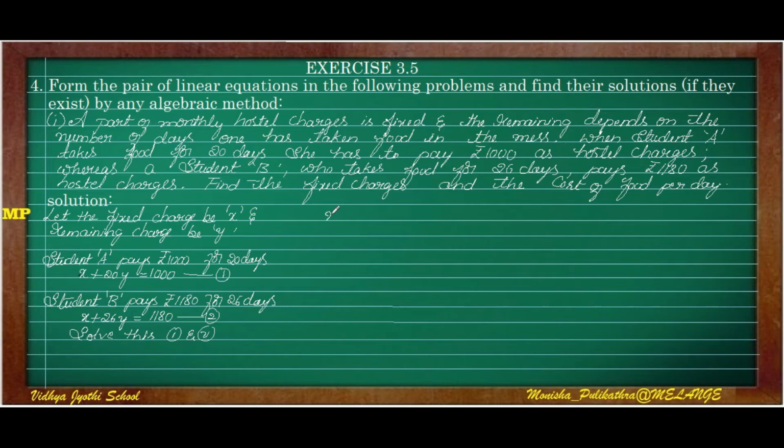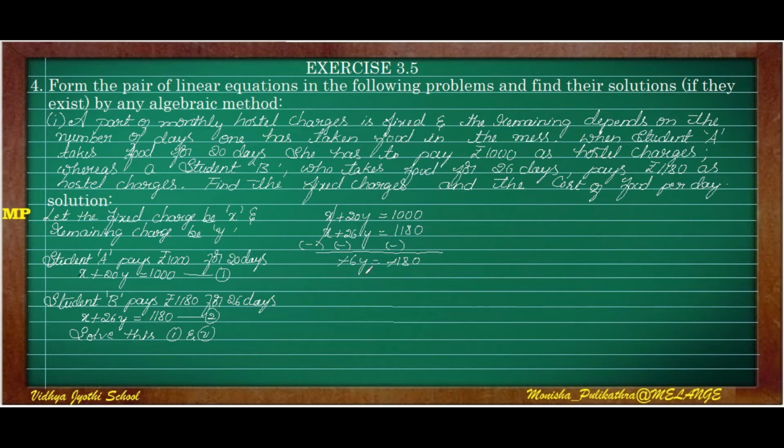So I'll be using elimination method for this. We can use any method, either it can be elimination, substitution or cross multiplication method, because in the question itself they have given we can use any algebraic method. So here x plus 26y is equal to 1180. So here first change the sign. x will get cancelled. 20 minus 26 is minus 6y is equal to 1000 minus 1180 is minus 180.